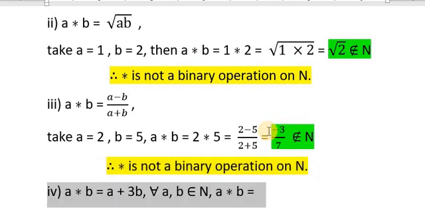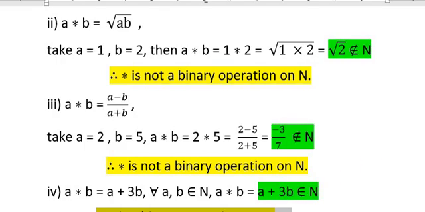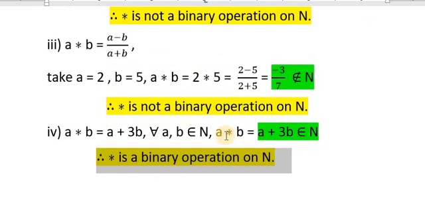The fourth problem, a star b is equal to a plus 3b. For all a, b belongs to N, a star b is equal to a plus 3b, which belongs to N. Why? Because the sum of two natural numbers is again a natural number. Therefore, star is a binary operation. The sum of two natural numbers is a natural number. Therefore, star is a binary operation on N.